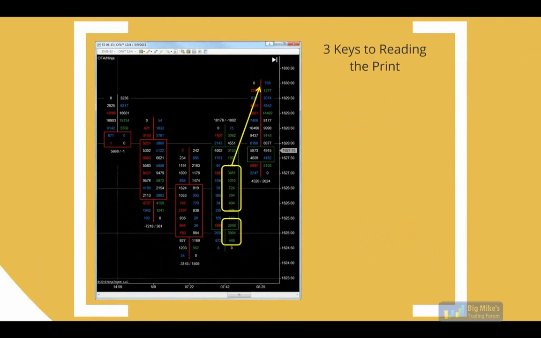Instead, I gave you 3 basic rules for properly reading the print and explained how simple OFA Ninja makes that process of finding things like buying momentum that you can see highlighted here in this ES chart.